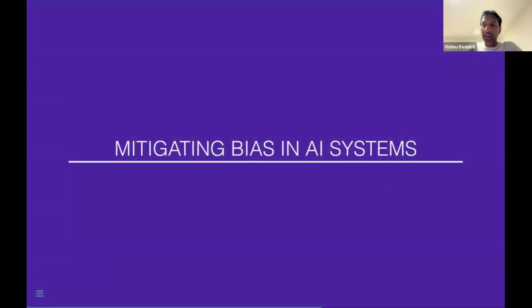So now I'm going to quickly talk about how to reduce this bias. So far we talked about how to measure. We came up with some measures, and not just us, other researchers in the community also came up with different types of measures for measuring bias in AI systems. Now I want to talk briefly about how to reduce the bias in these AI systems. Let's see, there's a question.